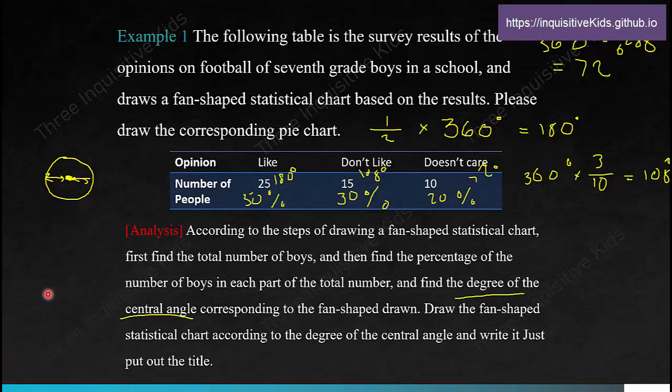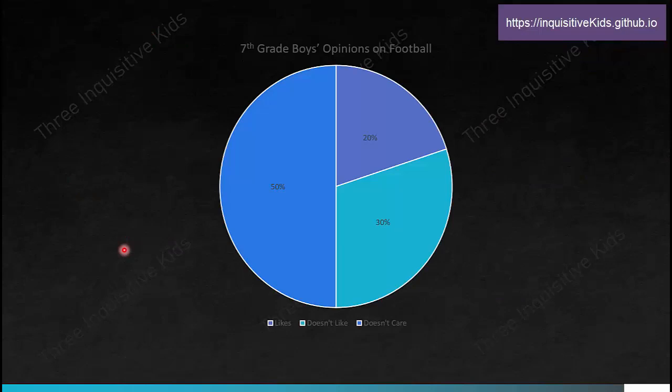Now we draw. So we measure it out with the protractor. Then here it is. So 50%, 20%, and 30%. The blue part, which is 50%, is likes. 30% of the people who respond doesn't like it, and 20% doesn't care about it.